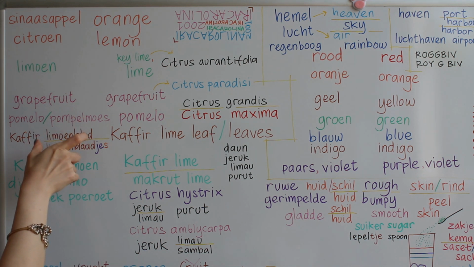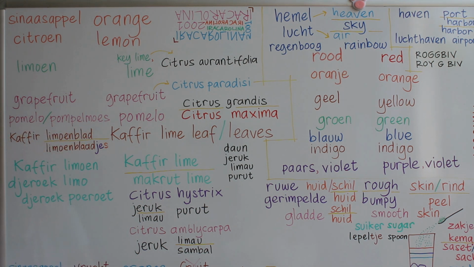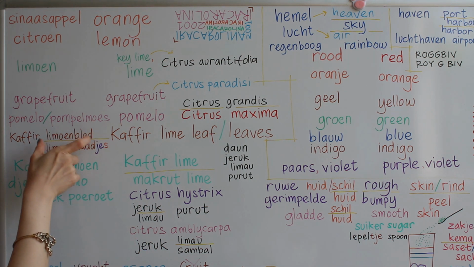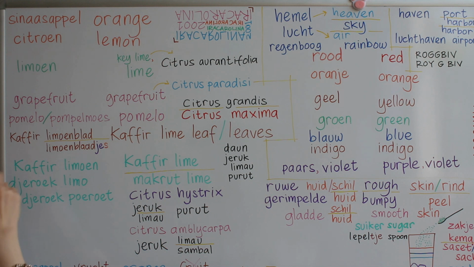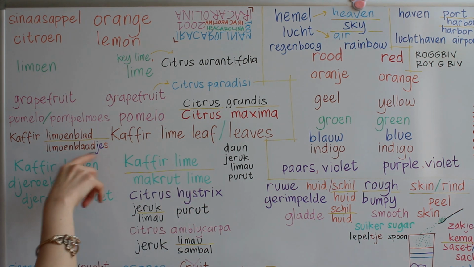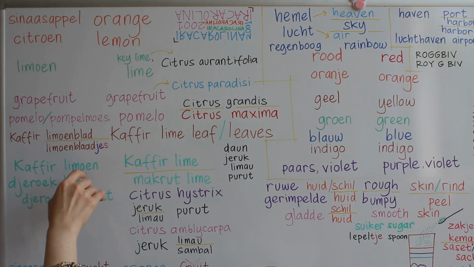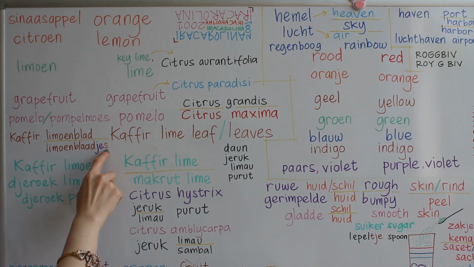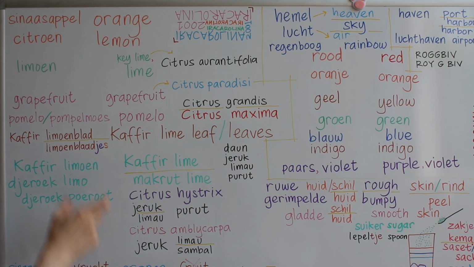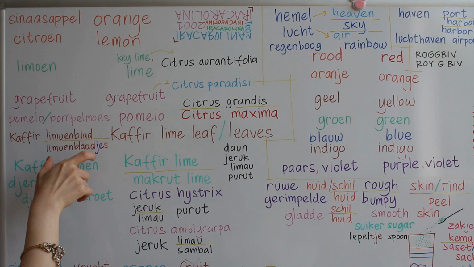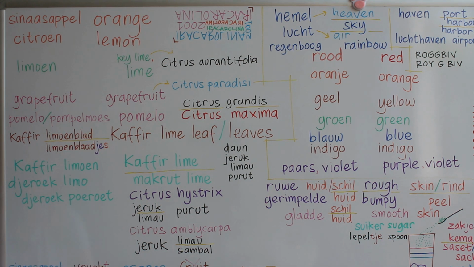In Dutch, most of the time you might find two words become one, like limun blad. Limun blad is lime leaf. One word, limun blad. If the leaf is small, sometimes we say bladje. If it's more than one, we add the S, bladjes. Limun bladje or limun bladjes. Don't forget the Kaffir in front.